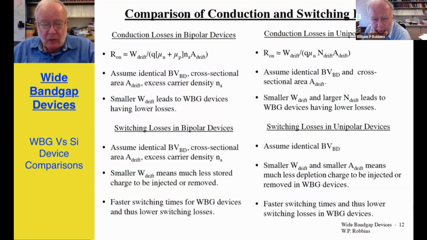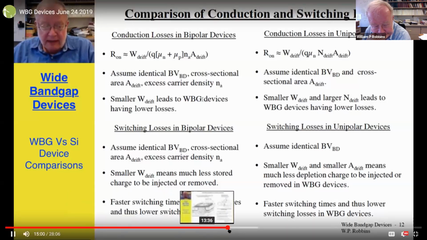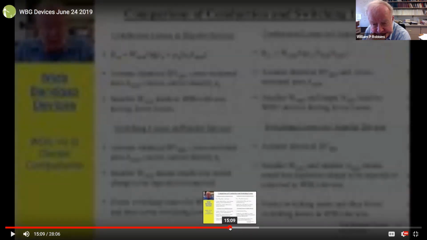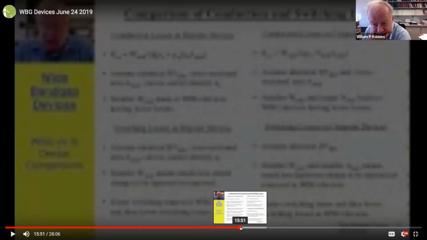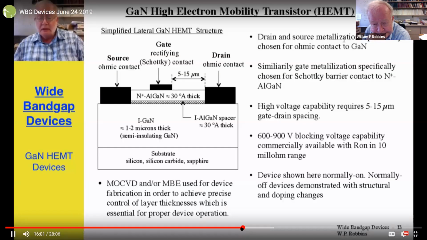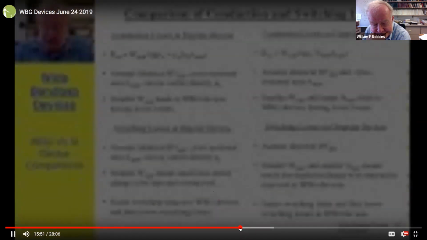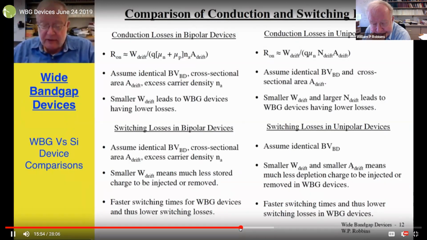If we can make a qualitative comparison between conduction and switching losses, conduction losses in bipolar devices are dominated by the on-state resistance, and if we assume identical devices, that is breakdown voltage and cross-sectional area and excess carrier density, the smaller drift region length means that the wide bandgap device is going to have low on-state resistance. The device is smaller, particularly the area of the drift region.